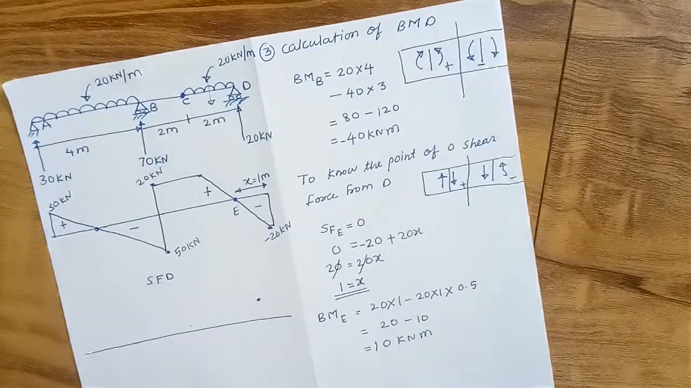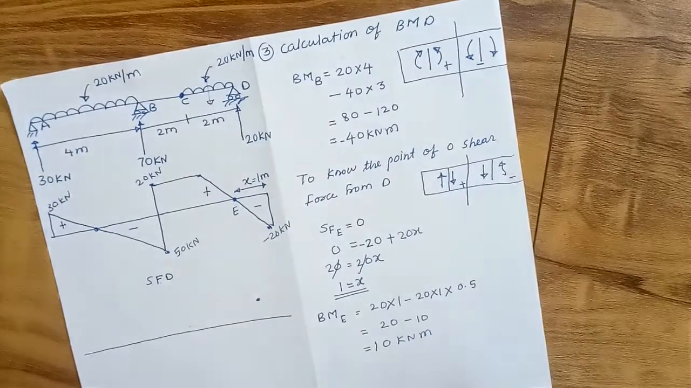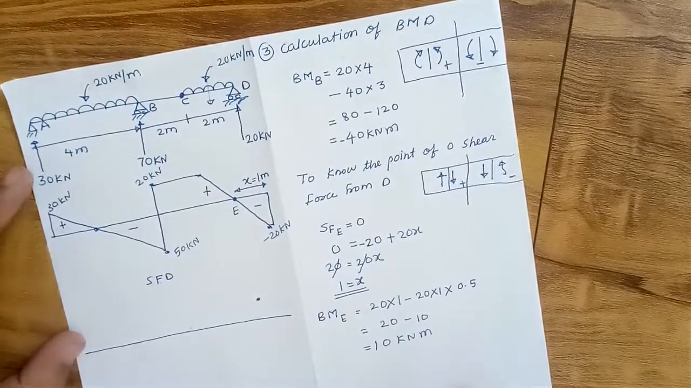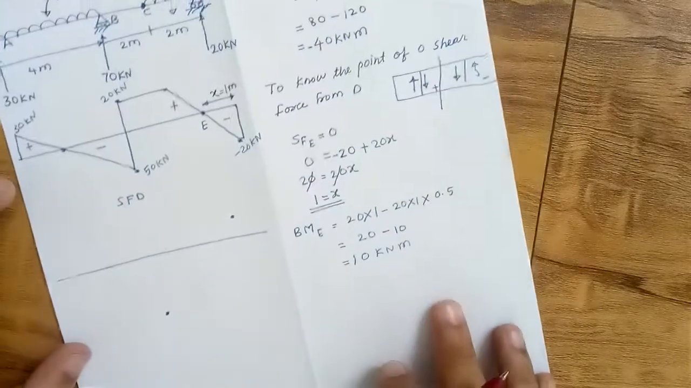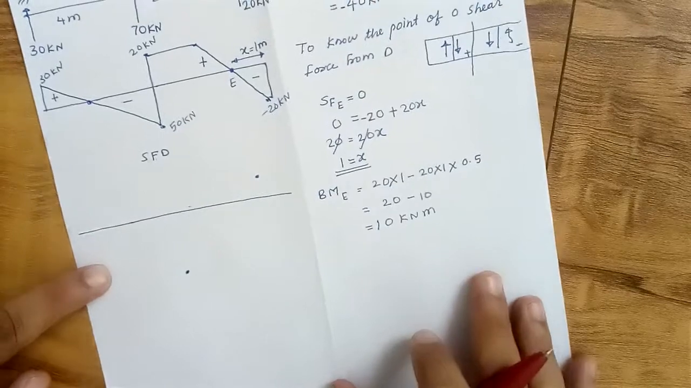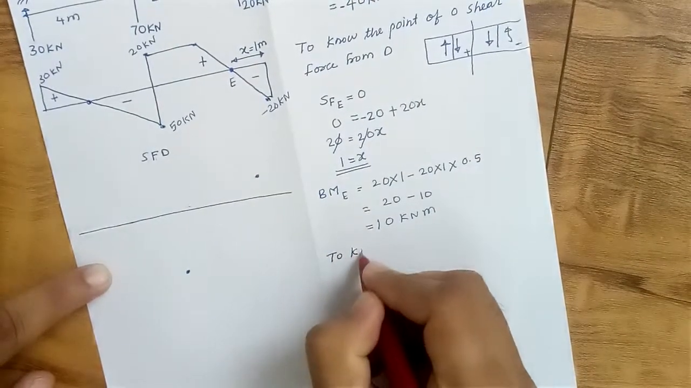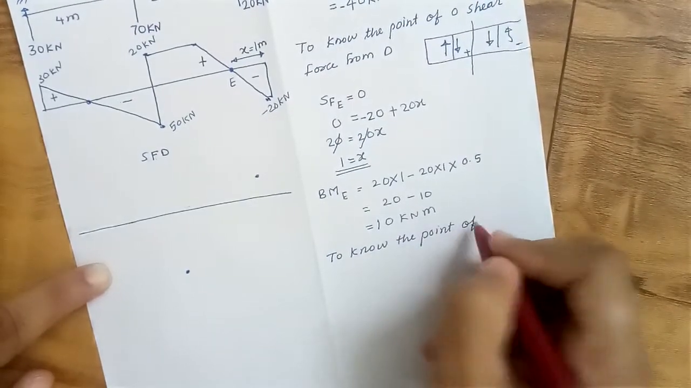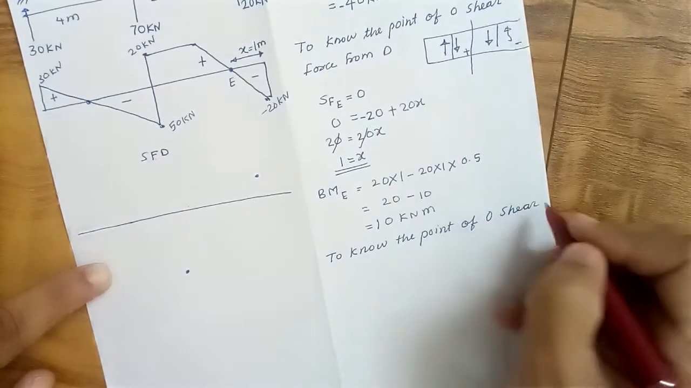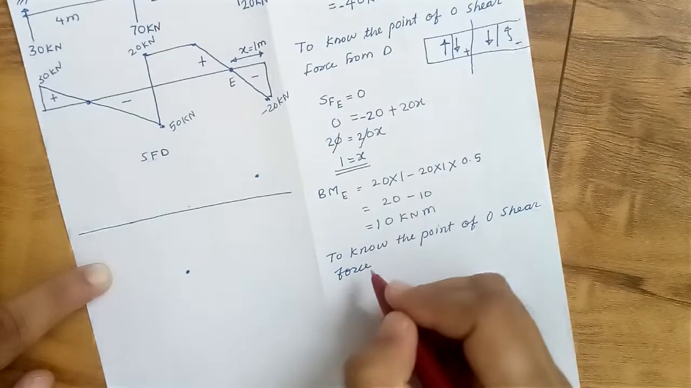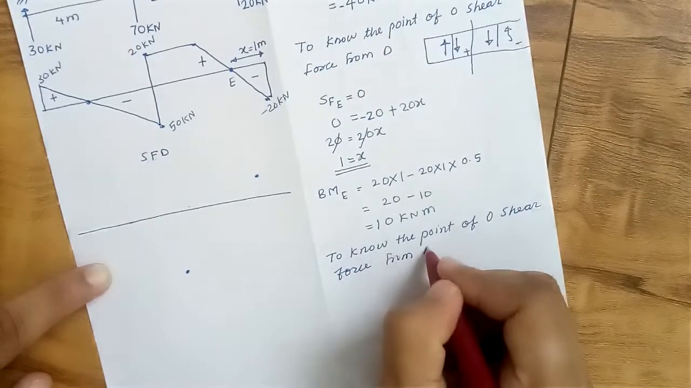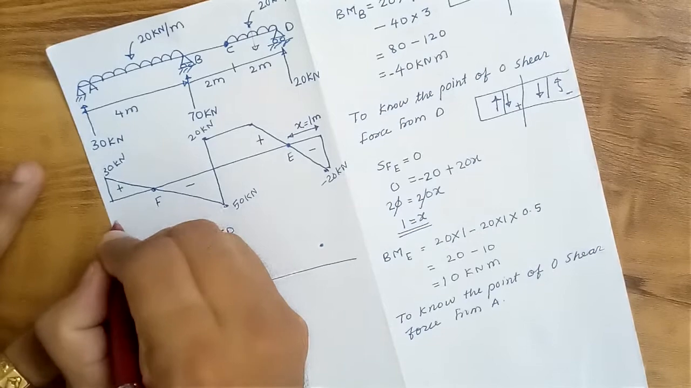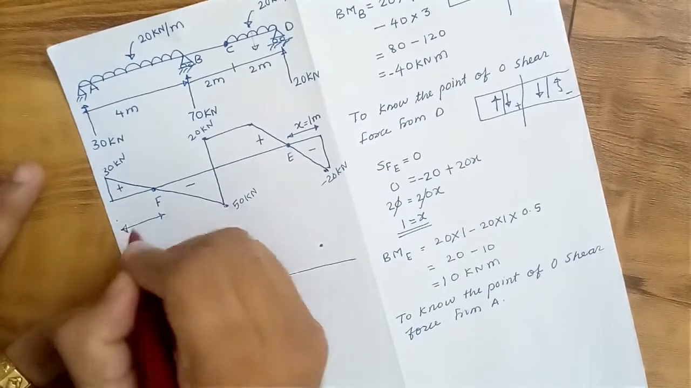Now again here there is a point of zero shear force, no? So let us look to know the point of zero shear force from point A. Let us consider this point as F, and let us consider it is acting at a distance of x from A support.